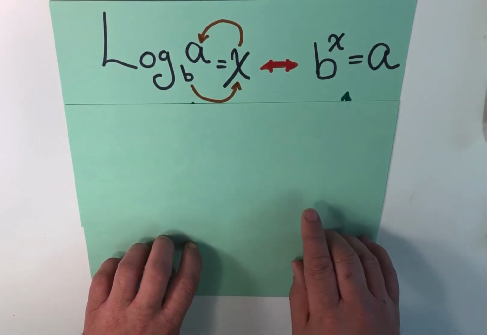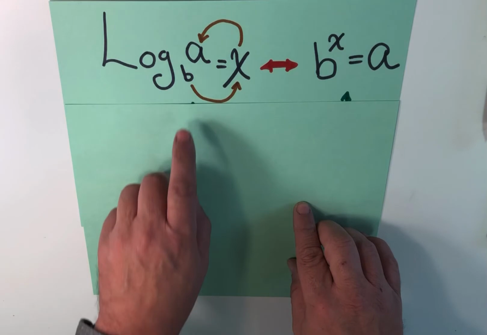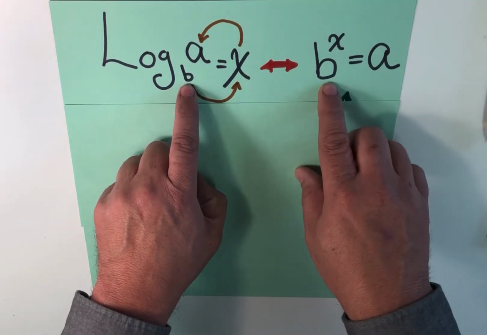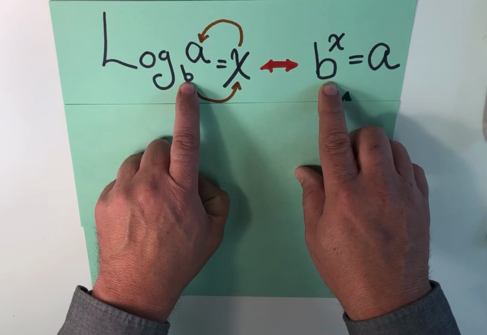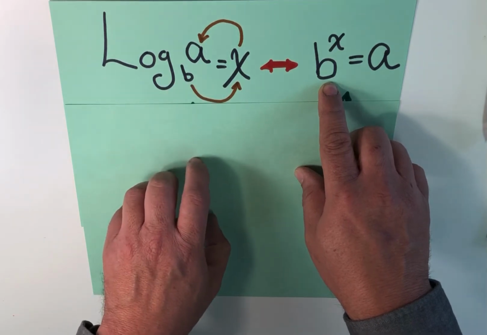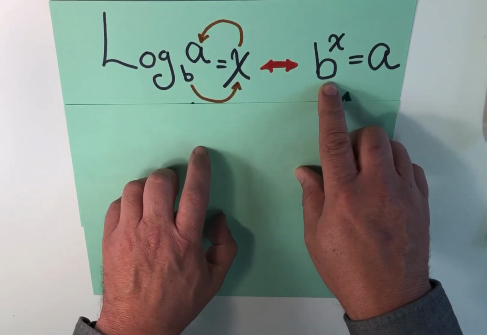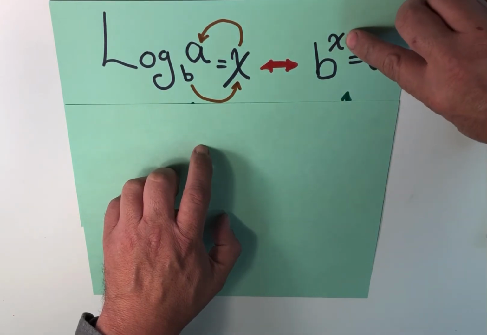In both cases, you're going to notice that they both have a base here and a base here. This is called the base of the log, and this is called the base of the exponential. And in both cases, they will both have an exponent. The exponent, obviously, on the right is up here.